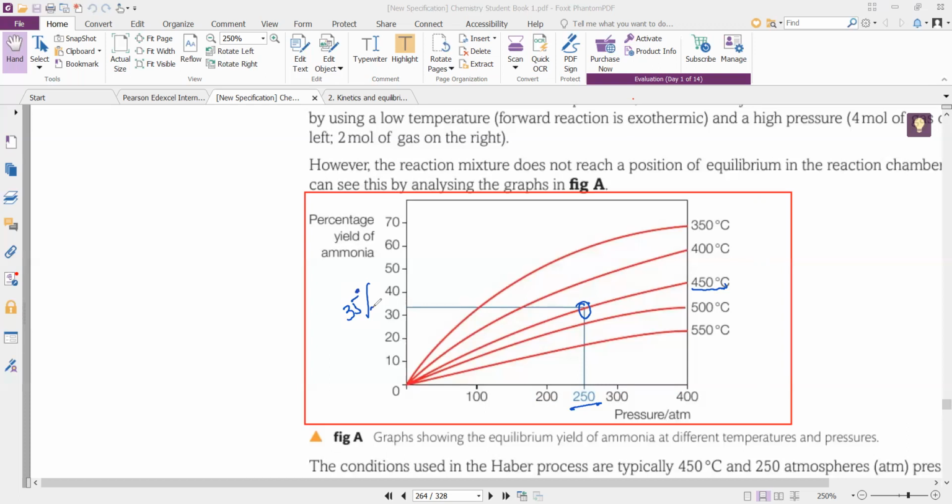Not at that point, the whole line, the 450 line. But this produces only 35% of the yield. Now they are using a temperature of 450. In industrial terms, this is a low temperature. 450 will balance the equilibrium and the rate. It produces a good yield in a short period of time.